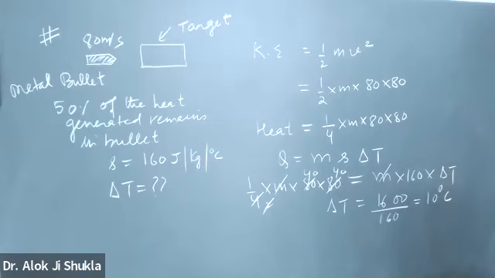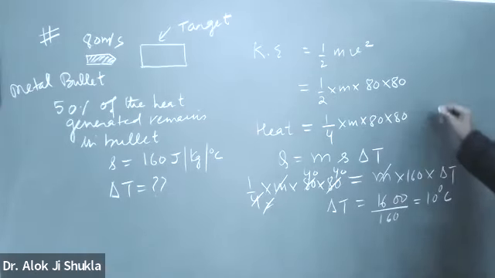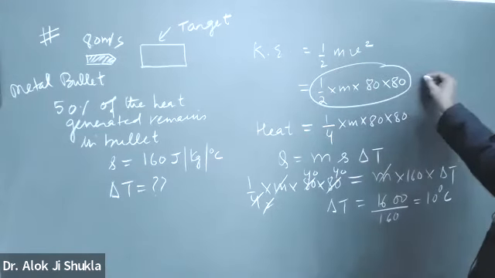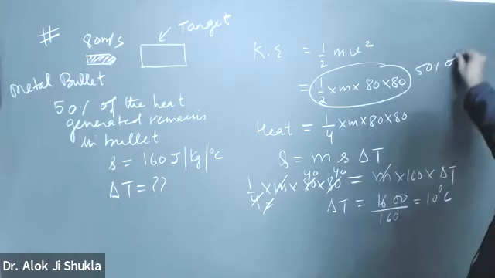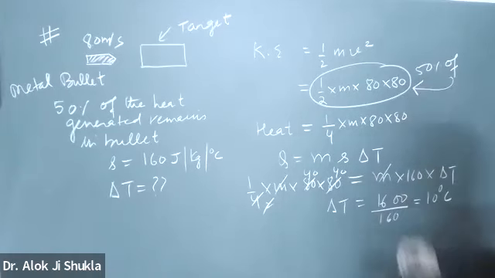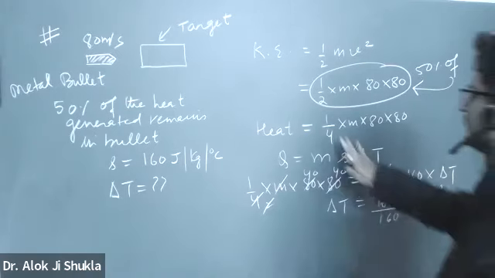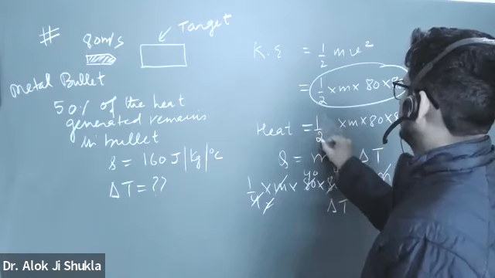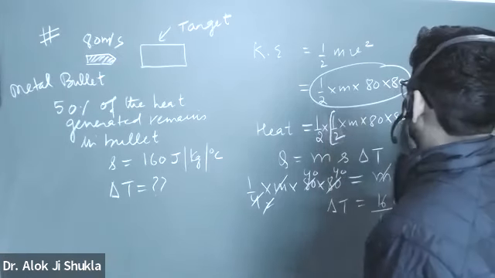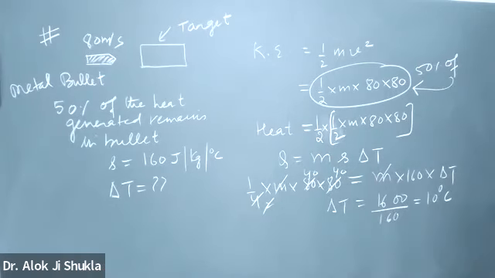Sir, how is this heat 1/4 mv square? 50% of this quantity. How to calculate? Okay, sir, by taking half. Write it like this. Now it is okay? Okay, sir. Yes, sir. Sir, change in temperature is asked for which thing? The bullet. Okay.